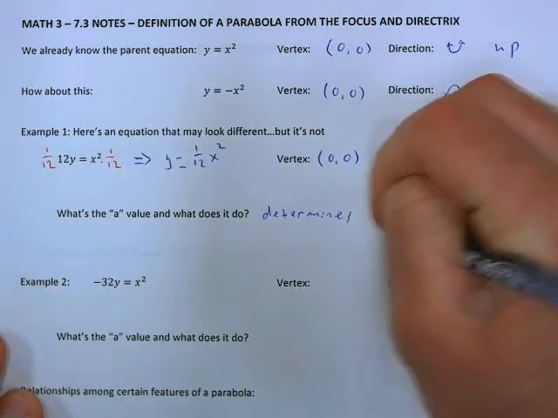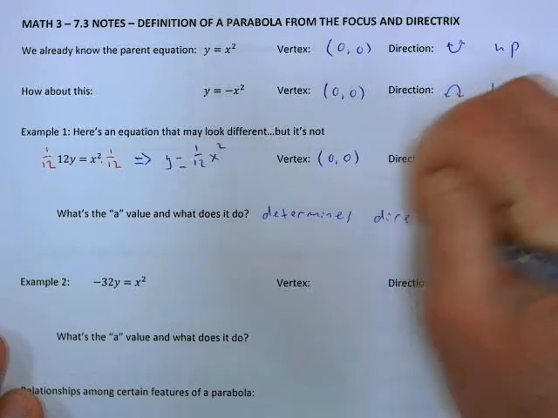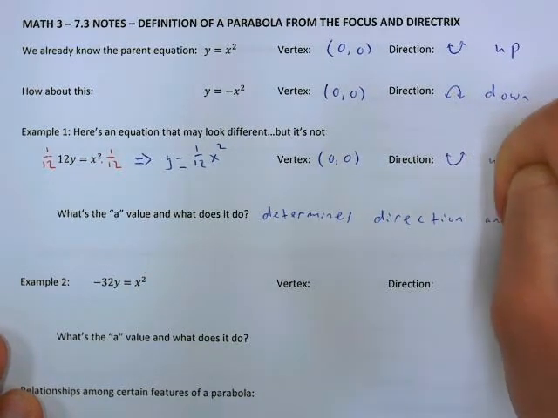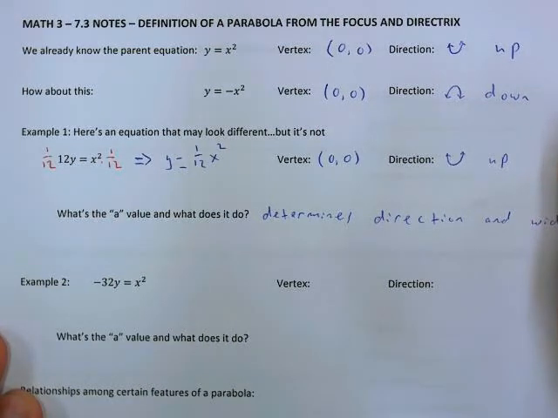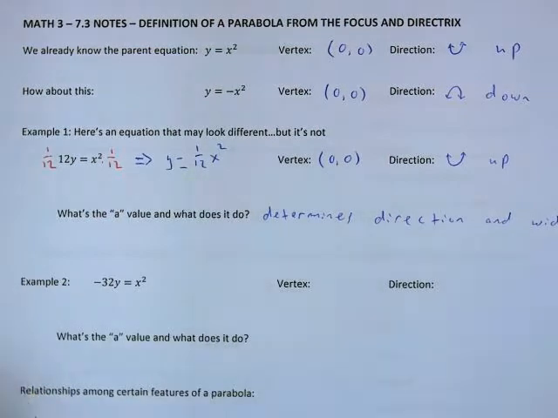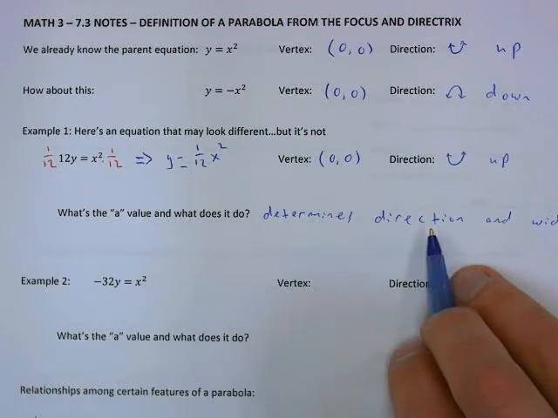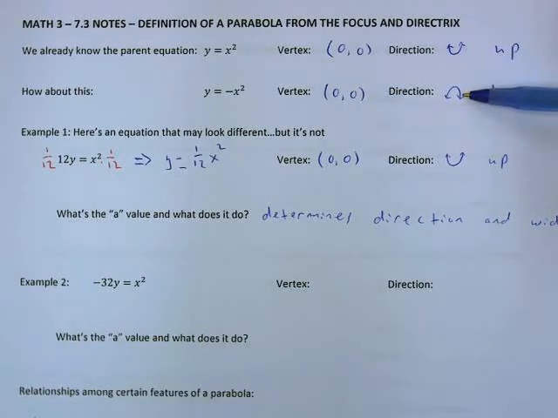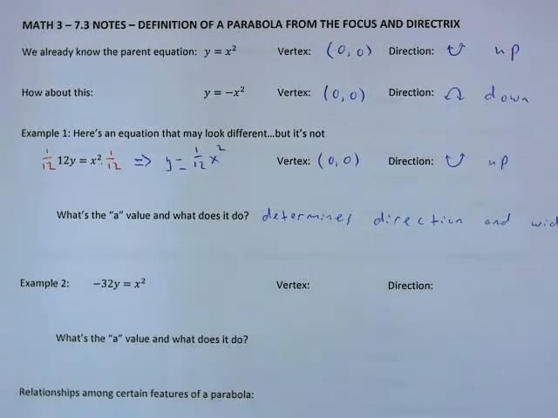So it determines direction and width. Okay. So the direction, that's pretty easy. If our a value is positive, our parabola is going to be opening up, something like this. If our a value is negative, it's going to be opening down, something like this. Okay. And then the a value, think about it this way.